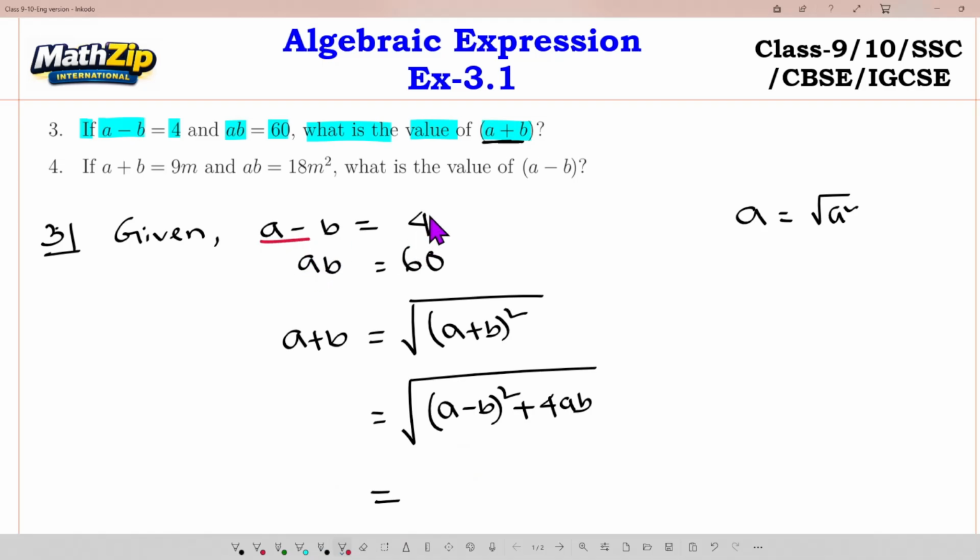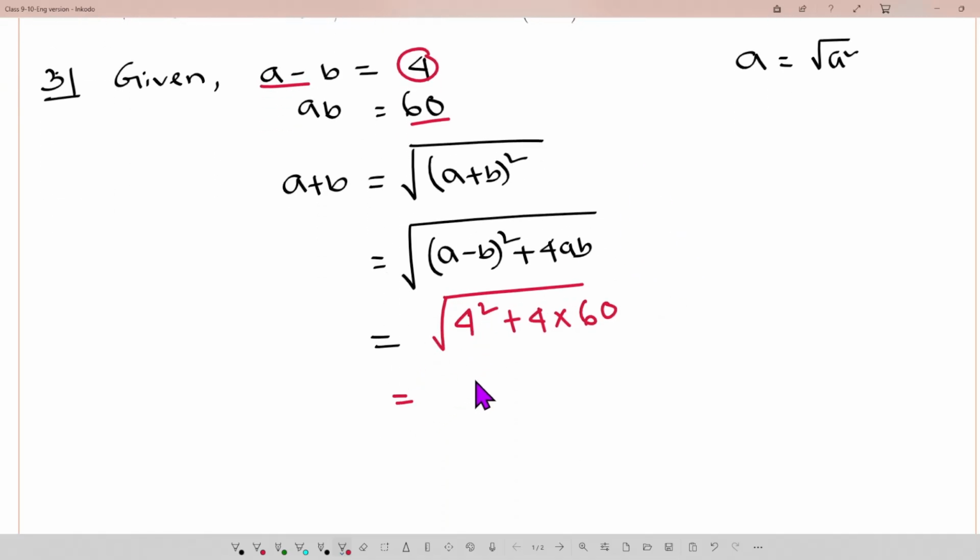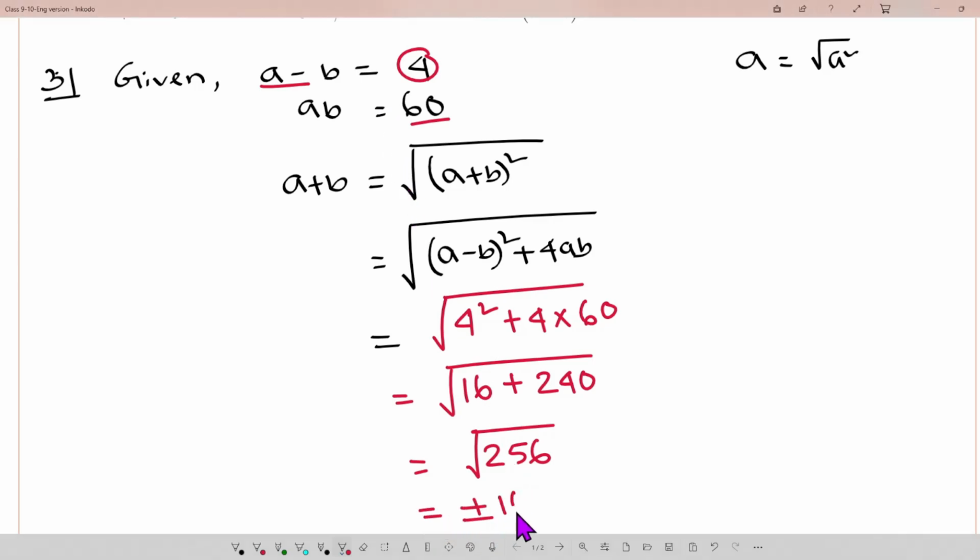It means a minus b equals 4. So here is 4 square plus 4 times ab, which means 60, all under the root. So 4 square means 16, plus 60 times 4, which means 240, root over. 240 plus 16 will be 256. Right? Now 256, if we take the square root, we will get 16. It means the answer will be plus minus 16.